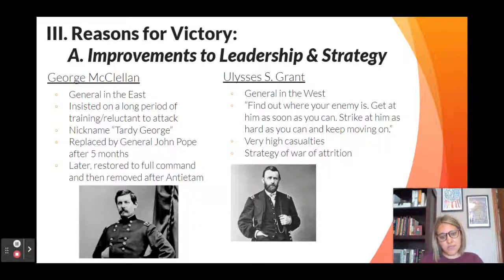And so when we see the war shift from Tardy George to Grant, we see a more aggressive strategy happen, which was more effective in debilitating the South.